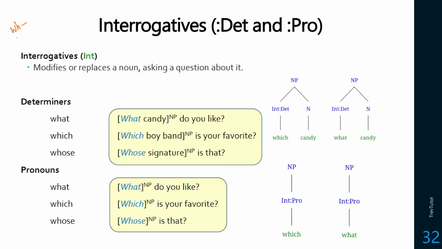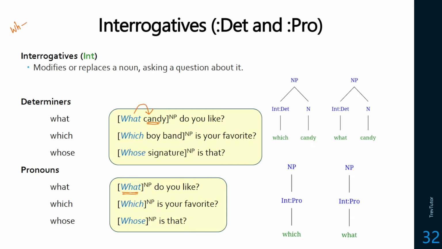So, as a determiner, you might have, say, what candy do you like? Where you're saying, what out of a certain set do you like? But you might be less specific. You might just say, what do you like? In which case, you have what acting as a pronoun because you're not introducing another noun. So we can see the difference there.